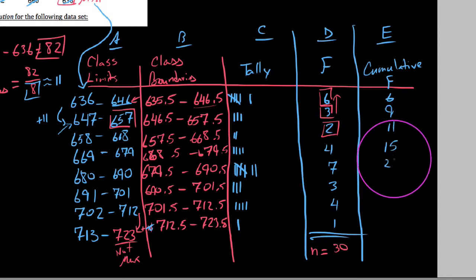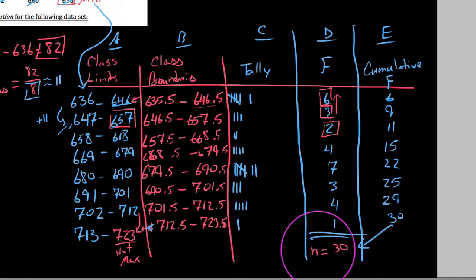You're basically just saying this next 11 plus 4 more would be 15. 15 plus 7 more would be 22. 22 plus 3 more would be 25. 25 plus 4 more is 29. Then we have this one here bringing us up to 30, which should always be the same thing as this. So this is how you would create a grouped frequency distribution.